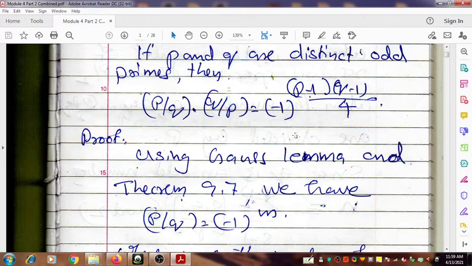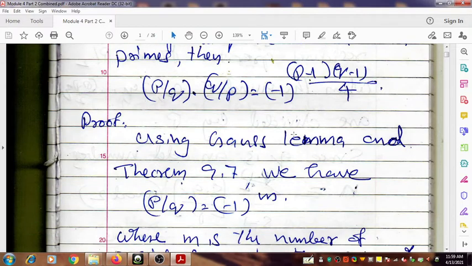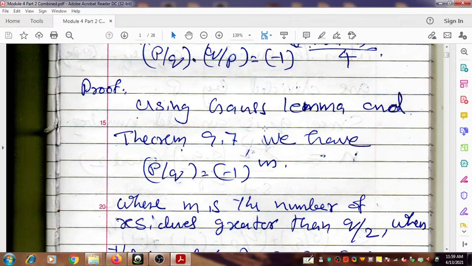And to prove this, we can begin with Gauss's lemma. Using Gauss's lemma, and also we use Theorem 9.7 of the text Introduction to Analytic Number Theory by T. M. Apostol.